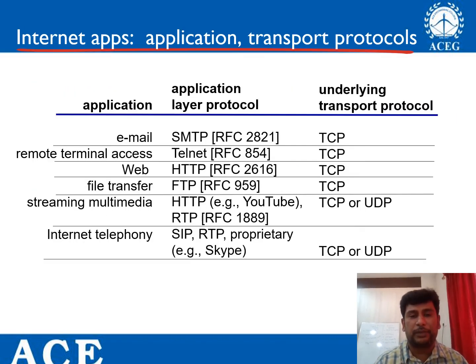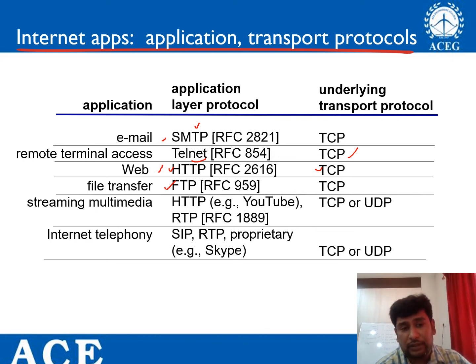So let's look at the applications and what transport layer protocols are used. For email, the application layer protocol is SMTP, and the transport layer protocol we are using for it is TCP. For the next application, remote login, the application layer protocol we are using is Telnet, and the transport layer protocol is TCP. For opening a web page, we use an application layer protocol called HTTP, and the transport layer protocol used is TCP. Then for file transfer, we use a protocol called File Transfer Protocol, and the transport layer protocol concerned with it is TCP.